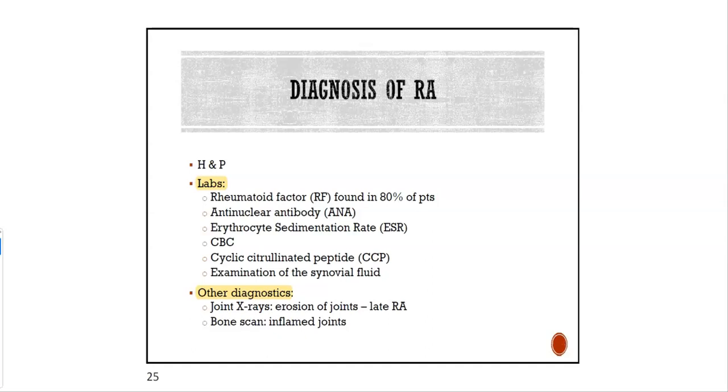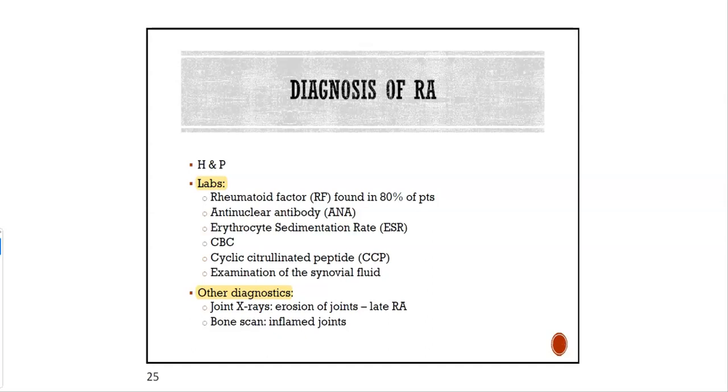And then another thing they may do is an examination of the synovial fluid, similar to what they do for gout. They want to aspirate the fluid and see what's in there. Obviously, if there's uric acid, then it may be gout. If there are some signs of infection, then it may be septic arthritis. So they just want to pull whatever fluid is in the joint to rule out other conditions.